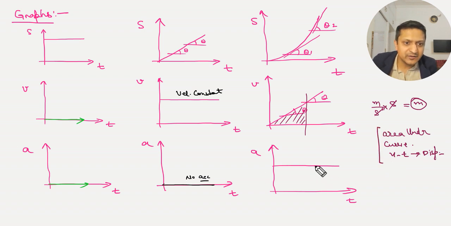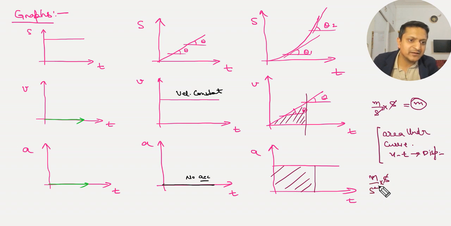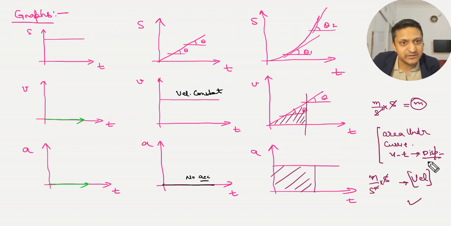And for a-t, what will it give you? For a-t, that is meter per second squared into second, it will give you velocity. So the area under the curve for a-t gives you velocity, whereas the area under the curve for v-t gives you displacement. And for the slope, the slope of the s-t graph gives you velocity, and the slope of the v-t graph gives you acceleration. So this is everything about the graphs.